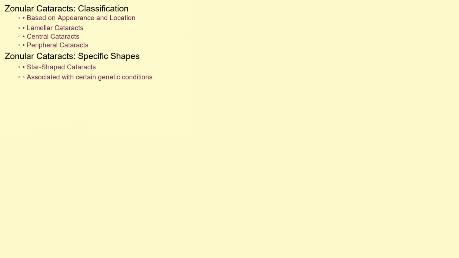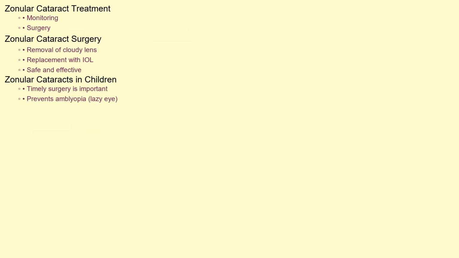Zonular cataracts can be further classified based on their appearance and location within the lens. For instance, they can be described as lamellar, central, or peripheral, depending on the zone most affected. Some zonular cataracts may also exhibit specific shapes, such as a star-shaped cataract, which is often associated with certain genetic conditions. The treatment for zonular cataracts depends on the severity of the cataract and its impact on vision.